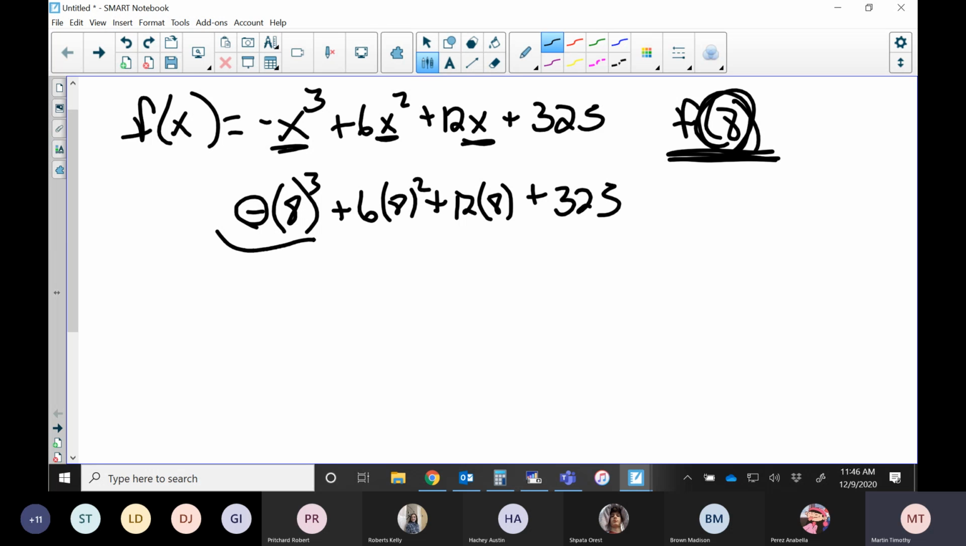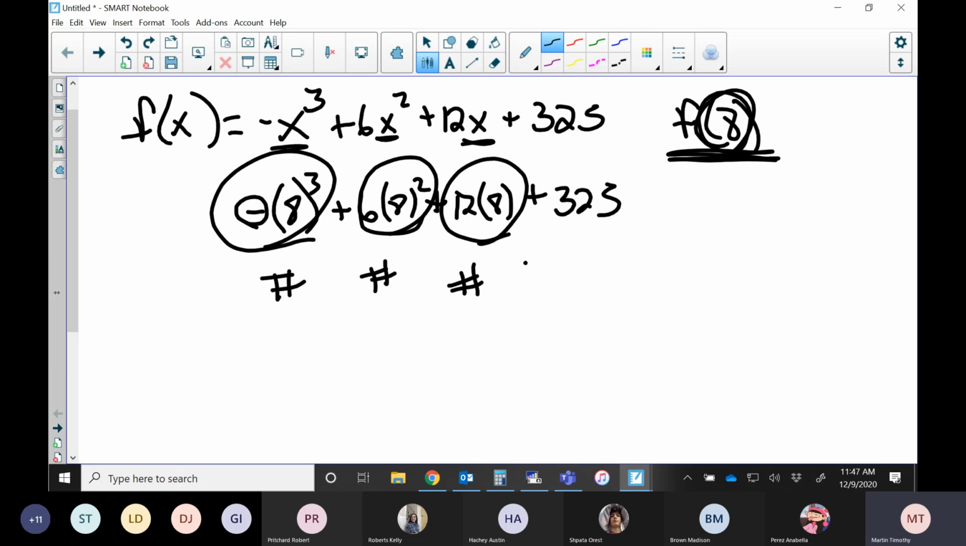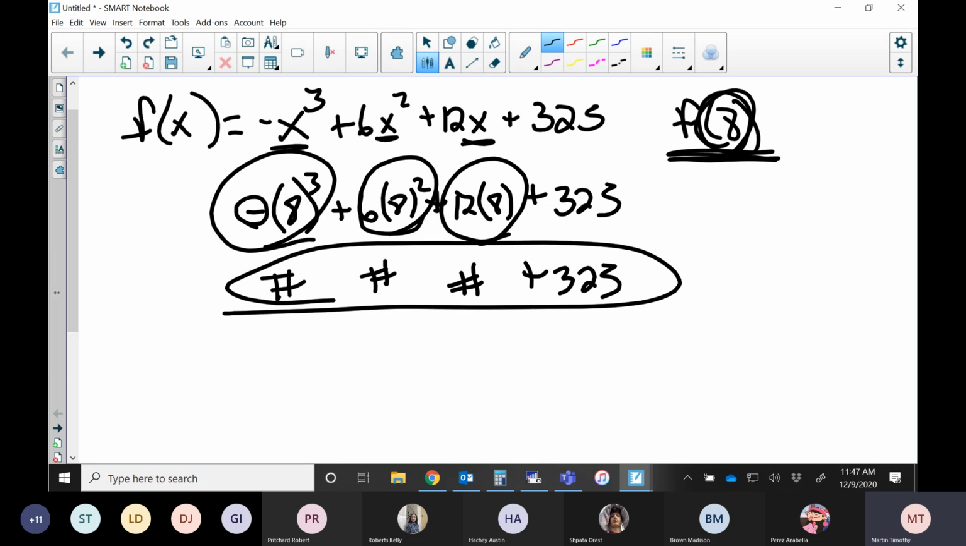You would have to simplify this, it would turn into a number. You would simplify this, it would turn into another number, whether it's positive or negative. This would simplify to a number, and then you'd have plus 325, and you would combine all these numbers and you'd get a final answer.